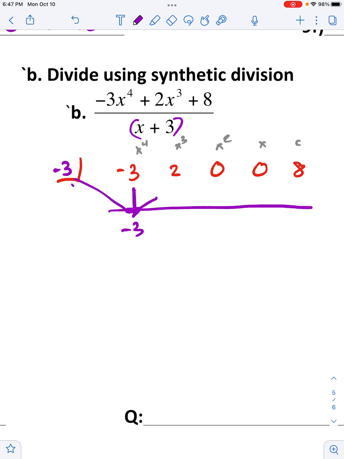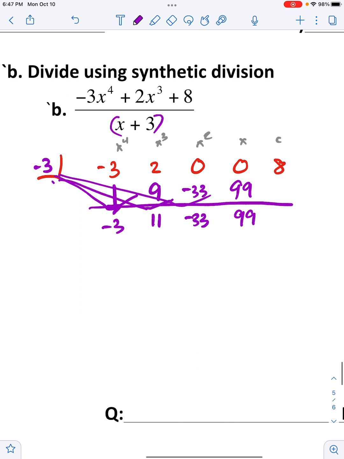I multiply anything on the bottom times what's in the box. Then I add 2 plus 9. A lot of mistakes on this part too in terms of just adding. Negative 3 times 11 is negative 33. 0 plus negative 33 is going to be a negative 33. Here I'm going to get 99. These are kind of gross numbers, but they're not completely impossible. This is going to turn into a negative 297. And when I add 8 minus 297, I get negative 289.